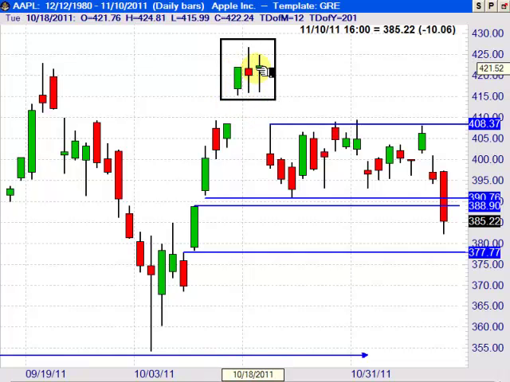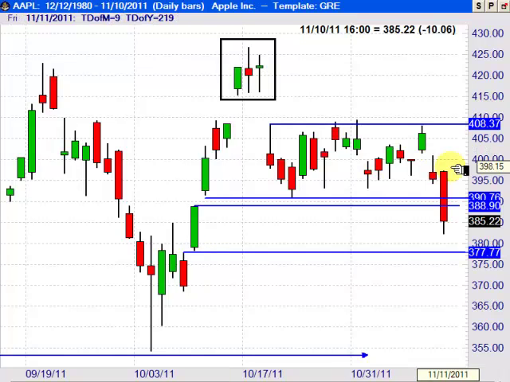So we have an island reversal here. We see that these three candles are totally separated by way of these rising and falling windows. And then we go into a range. This range is being supported by this rising window. We also have another small rising window down in here.